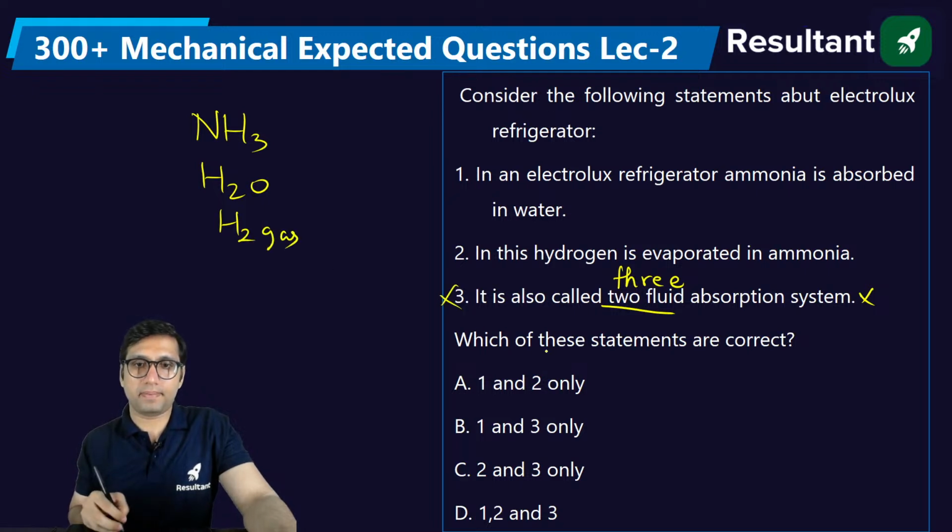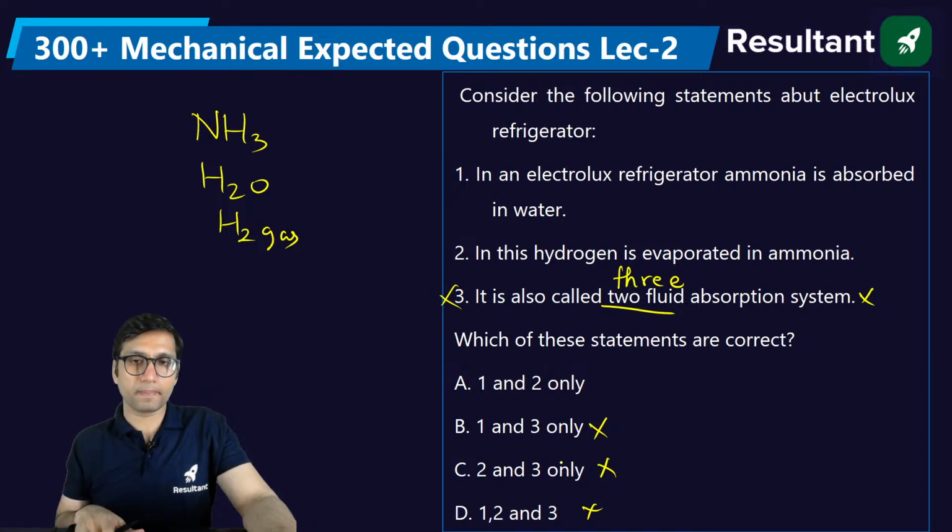So the third statement is wrong. In Electrolux refrigerator, ammonia is absorbed in water. Yes, this is correct. In this, hydrogen is evaporated. No, hydrogen is not evaporated. You cannot do evaporation of hydrogen.